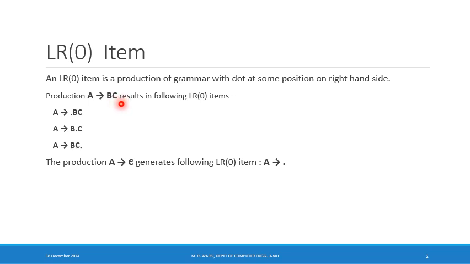So depending upon where you place a dot, I will be generating, for example, these three LR0 items for this particular production. Capital A derives dot BC, that is one such LR0 item, capital A derives B dot C, and capital A derives BC dot. If my production is capital A derives epsilon, then for this production, the LR0 item will be capital A derives dot.